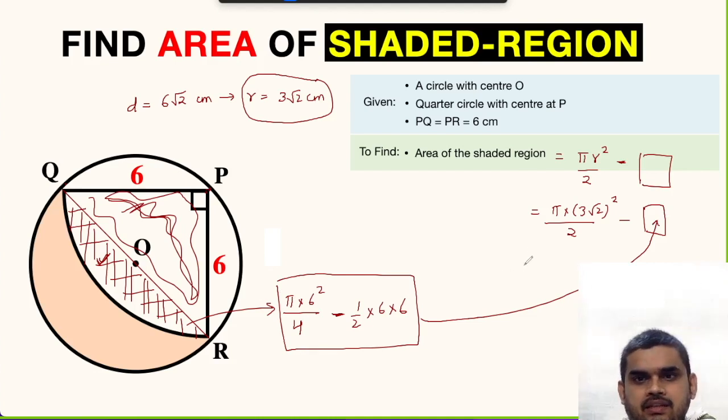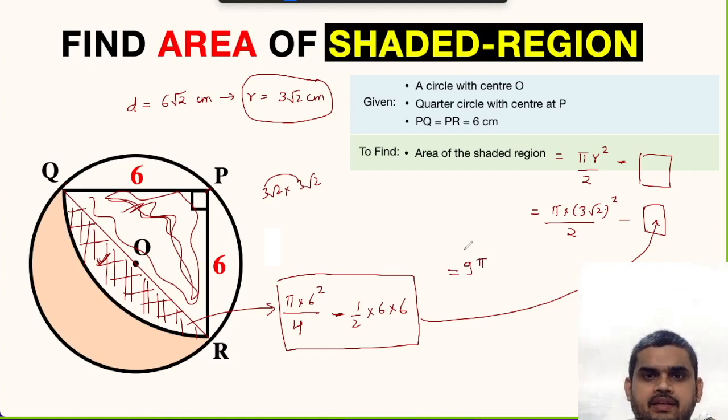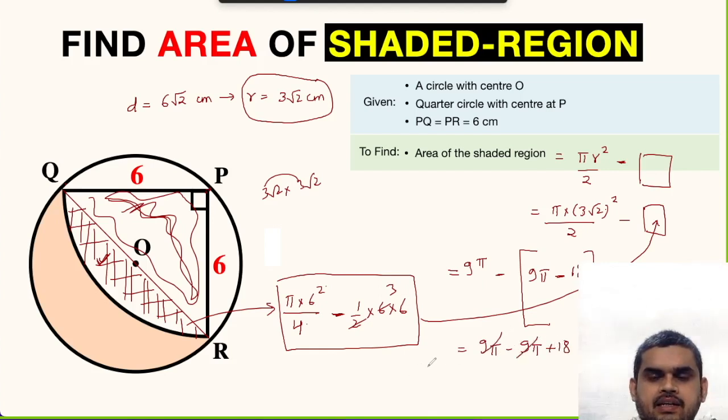So let us solve it further. This is pi times 3 root 2 squared. 3 root 2 squared means 3 root 2 times 3 root 2. This will be 9 times 2, 18. So pi, and 18 divided by 2 will be 9. So we can write 9 pi. Then minus, and this value, this is 6 squared, 36. 36 upon 4 is 9. So this will be 9 pi minus, this will be 3 times 18. And then this will be 9 pi minus 9 pi plus 18. 9 pi and 9 pi get cancelled, and this will be 18 centimeter squared.